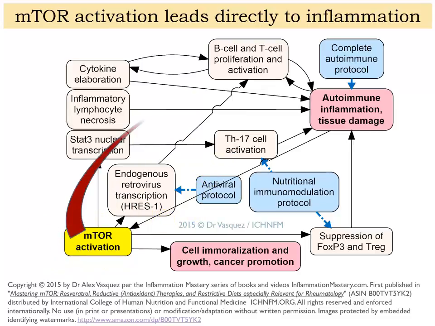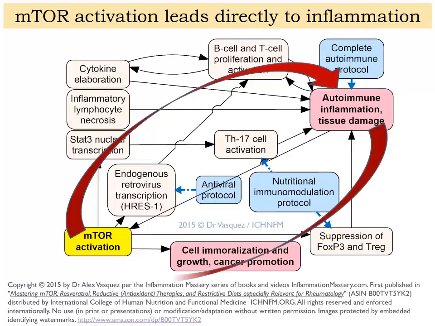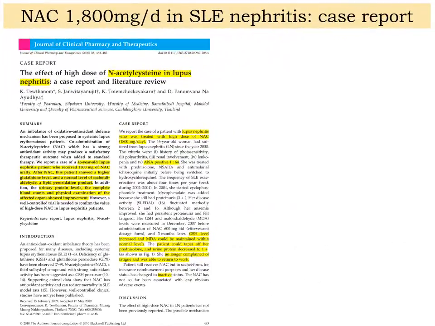itself. Again, when mTOR gets activated, it promotes autoimmunity, inflammation, and tissue damage, and that same inflammation also activates mTOR, so you definitely see a vicious cycle there. Let's look at what we can do with NAC in this conversation. Here's a quick case using NAC in the treatment of SLE nephritis.